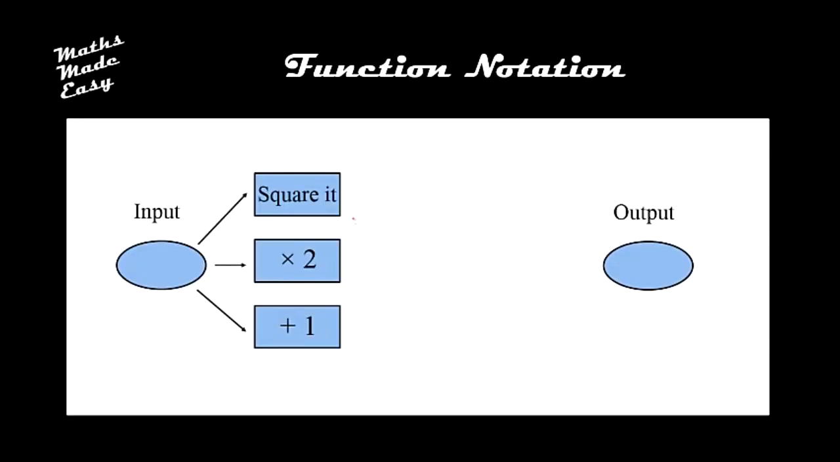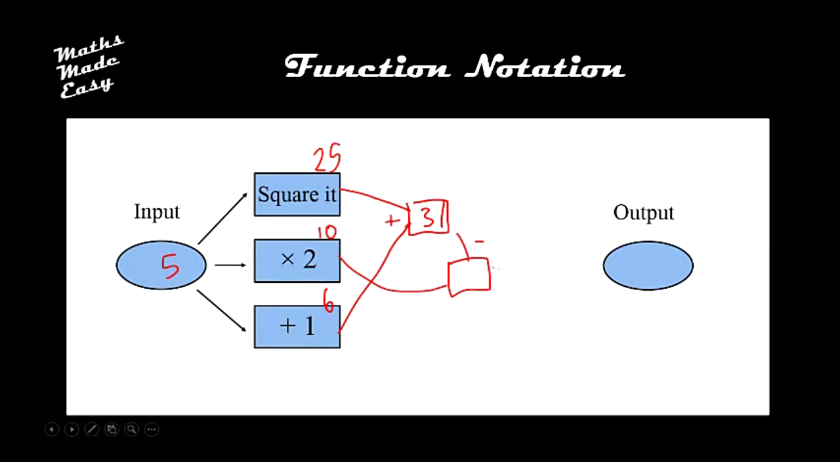Consider though the case where I want to do multiple things to my input. So let's say I have 5 again as my input, but I want to do 3 different things to it. So I square it, 5 squared, that's 25. I times 5 by 2, that's 10, and I add 1 to 5, that's 6. And then maybe I want to do something a bit more complicated here. I want to take that one and this one, and I want to add those two together. So 25 plus 6, that's 31. And then I take this 10, but actually I want to subtract it from that, and that gives me 21, and that's what I want my output to be.